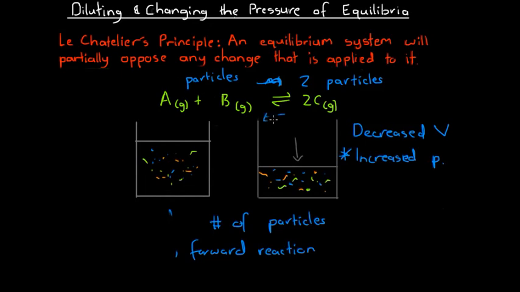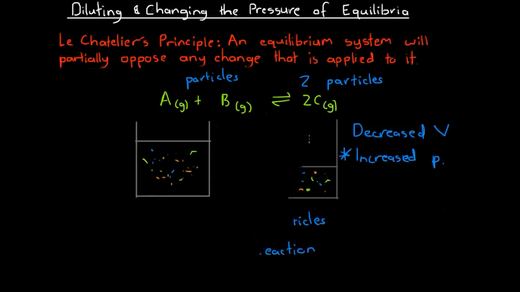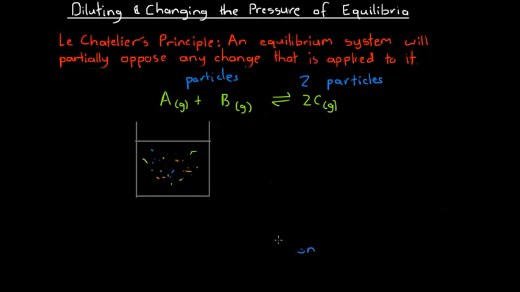So let's go back to our original equation and our original container. We can increase the pressure by reducing the volume of the container, but we can also increase the pressure by adding an inert gas. If we take some inert gas and pump it into the container that's holding gases A, B and C, then we are going to increase the pressure inside the container.